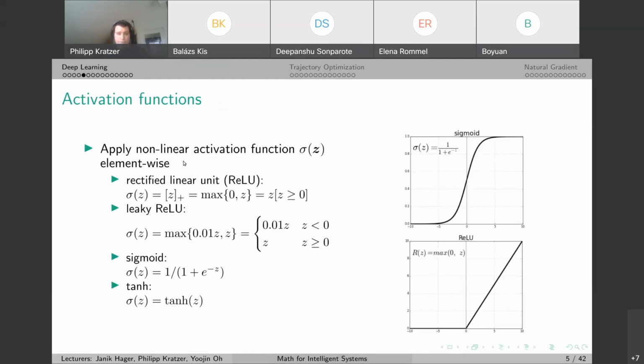Activation functions need to be nonlinear, because if they were linear, then you would just have a concatenation of two linear functions, and you would get out one linear function again. So we will have nonlinear activation functions in between the layers. Typical choices are, for example, the ReLU function, which is just the maximum of 0 and z, which is depicted here.